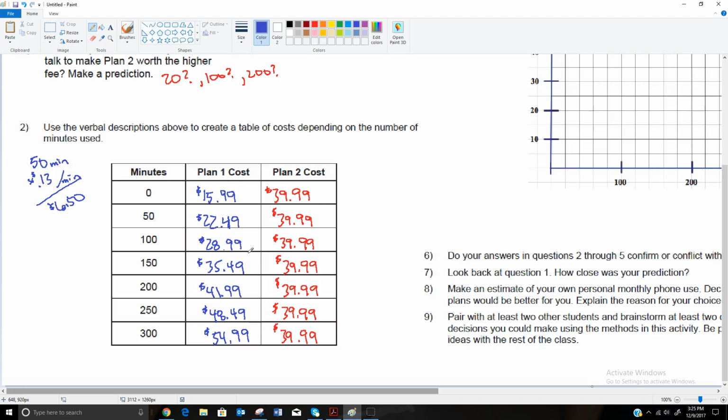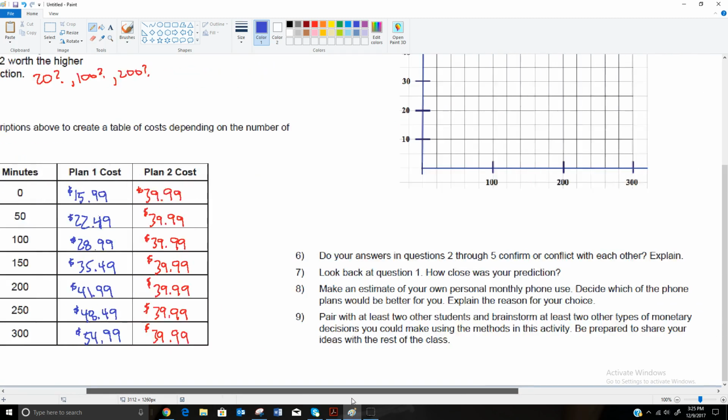We can see Plan 1 is cheaper at 150 minutes, and then at 200 minutes, Plan 1 is more expensive. Not by very much, though. So it's somewhere between 150 and 200, and I'm going to say it's closer to 200 because this is only a $2 difference, and this is a, what is that, $4.50 difference. So I'm going to say it's definitely between 150 and 200 and probably closer to the 200 end.